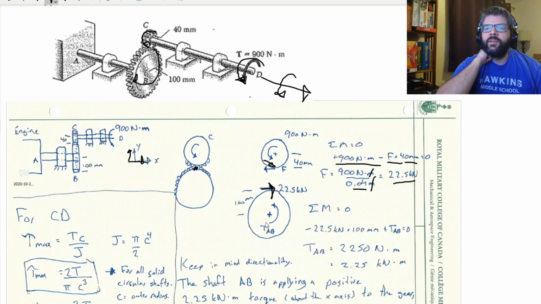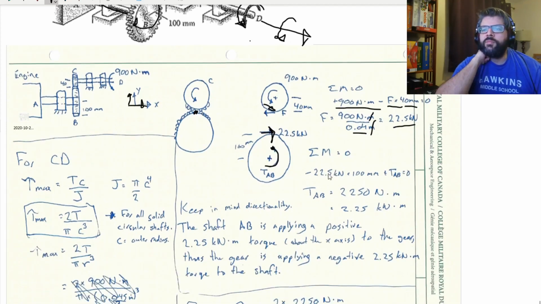So we've got this torque going on here. That's the torque that's going to be applied to the gear B by the shaft AB. So again, the sum of the moments is 0. I got this negative moment here because that's clockwise, which means that this needs to be counterclockwise. So it's 20.